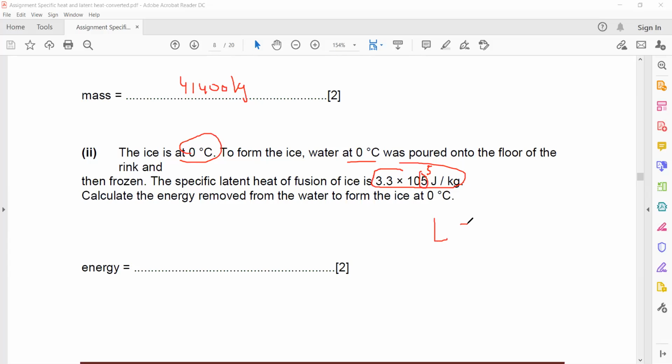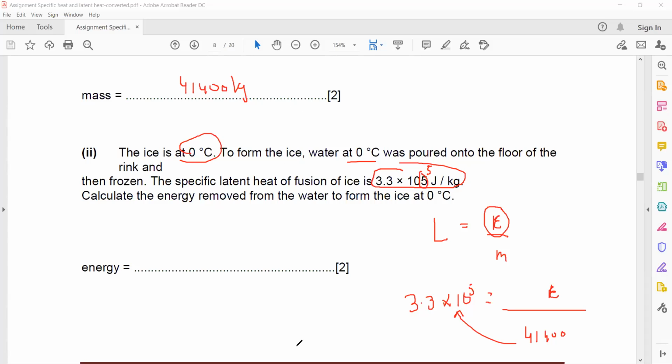So latent heat is energy divided by mass. So we need energy. Latent heat is 3.3 exponent 5. And the mass, because we want to make a ring for this ice hockey, the mass of it should be 41,400. That will give energy. This is divided, so on the other side multiply. So 3.3 exponent 5 multiplied by 41,400. It will be a big answer.